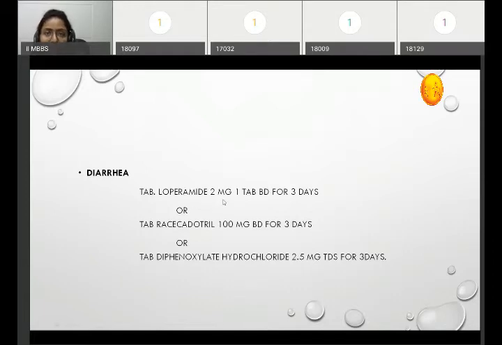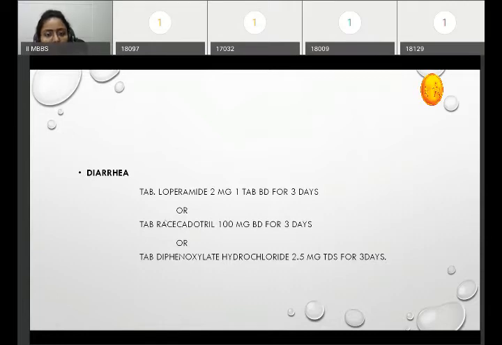So you have to give this drug in the dose of 2 milligram. The 2 milligram tablets are available in the market in the name of Imodium. So you have to give one tablet BD for 3 days. If the stool frequency is more, then you can give a 4 milligram tablet after each stool. In this way you can give up to only 10 milligram per day. This is the dose of loperamide.